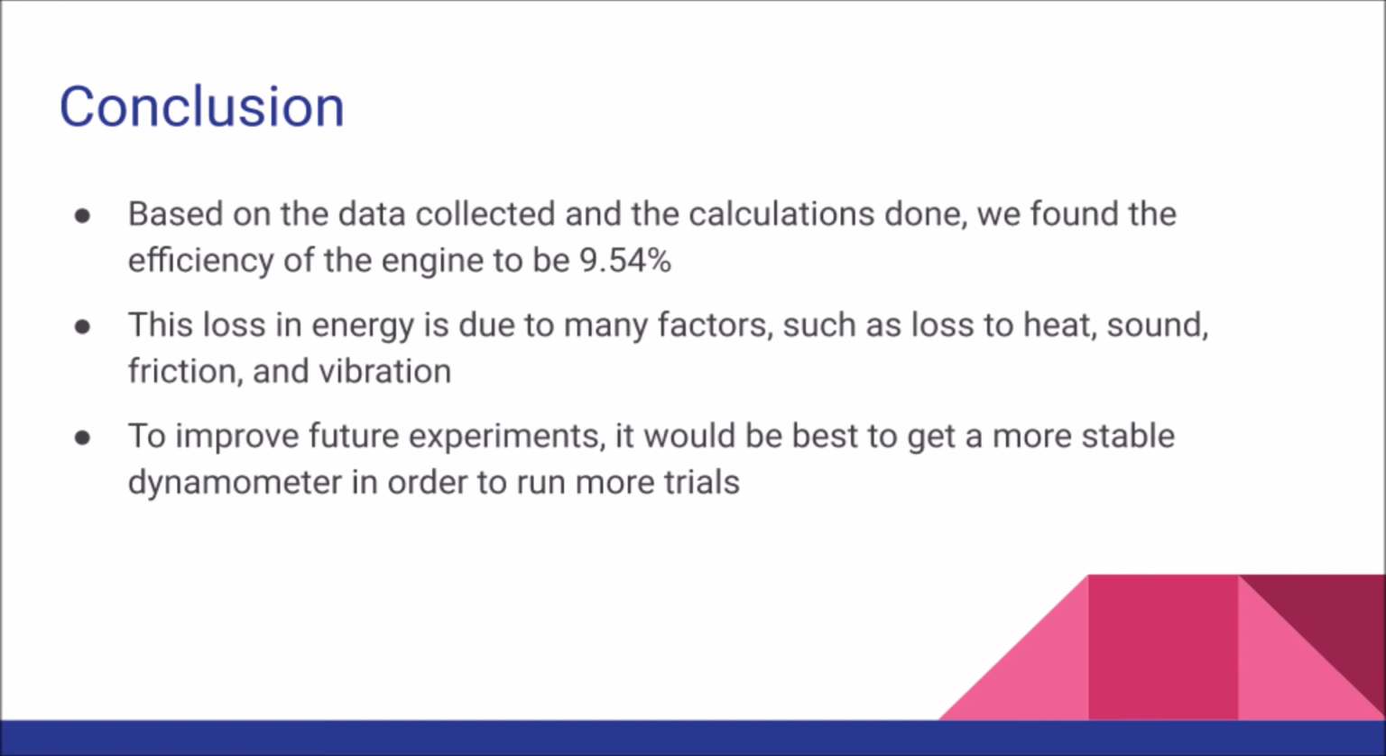Based on the data collected and the calculations done, we found the efficiency of the engine to be 9.54%, which makes sense given that the most efficient engine created is 38% efficient. And this loss in energy makes sense because the engine gives off heat and sound while it's running. Our engine was also vibrating a lot during the trials, which is another loss of kinetic energy. Friction also does work against the spinning of the mass, and thus causes the change in rotational kinetic energy to be less than what it would be without friction.